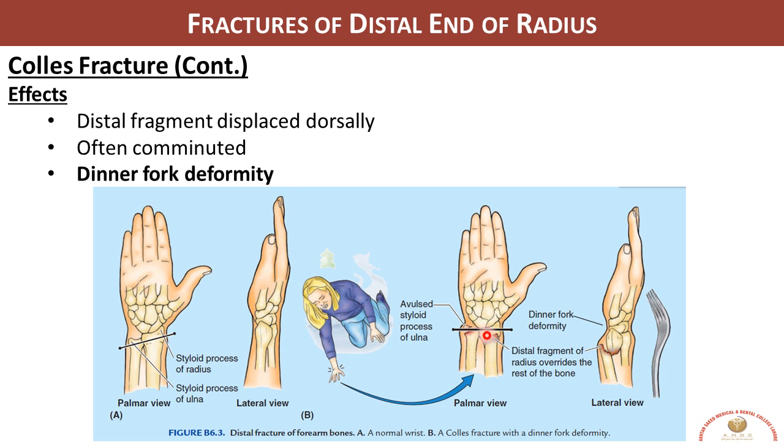But whenever the distal end of radius is involved, the distal fragment is placed dorsally and it will give a typical appearance of the hand like a dinner fork. So this Colles fracture sometimes gives the appearance of a dinner fork, and it is called dinner fork deformity. When it comes in MCQs what is happening in dinner fork deformity, you can easily write that the distal fragment of the radius overrides the rest of the bone or is placed dorsally. So this was the Colles fracture.